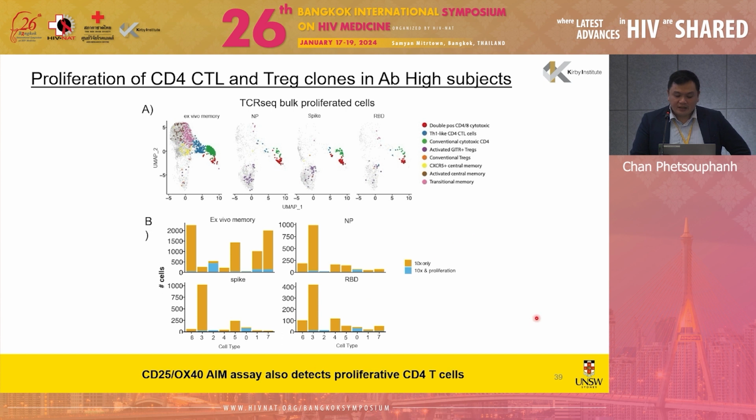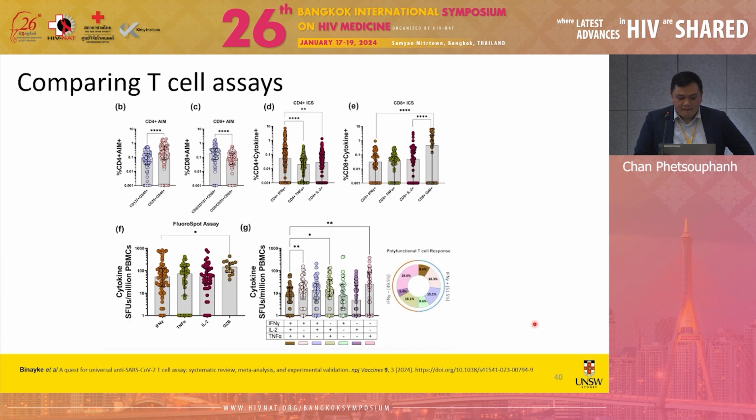And so this is just again to highlight that with the CD25 OX40 AIM assay, we detect proliferating CD4 T cells. And so there's a quest, I think, for a pan T cell assay. And so Bineke tried to address this by comparing the 3 different assays. They had 58 donors with hybrid immunity who were naturally infected, then vaccinated. They used the same samples, did AIM assay, ICS, and ELISpot, and they used spike-pooled peptides.